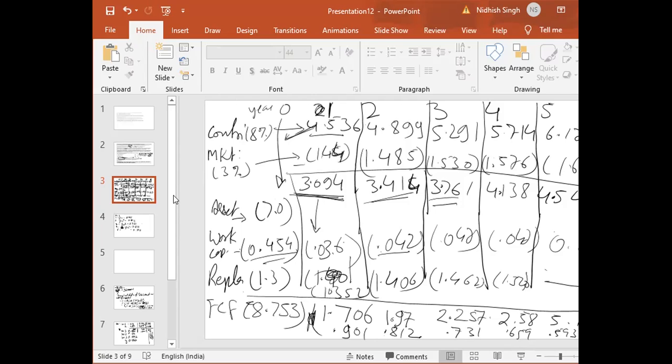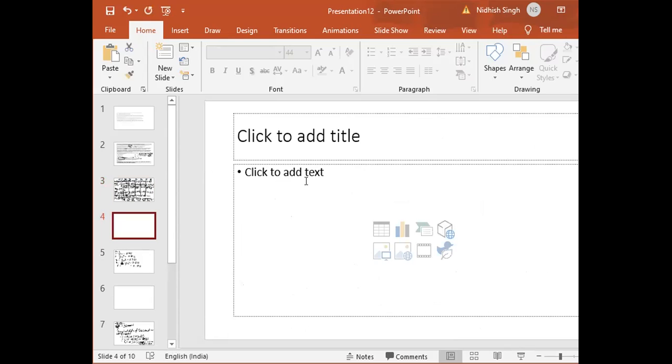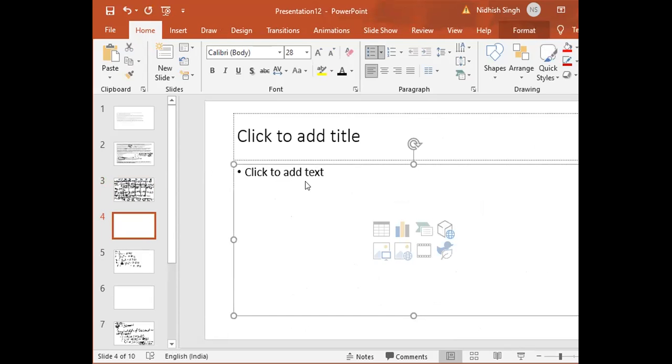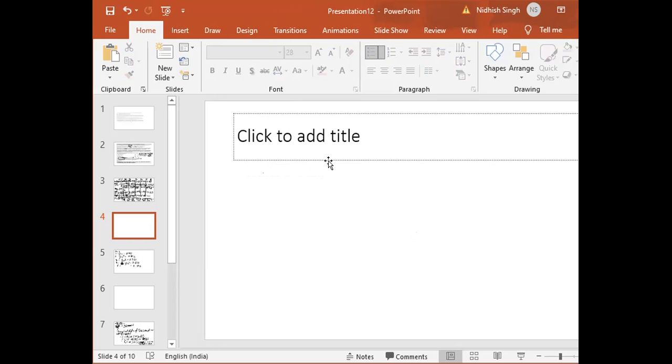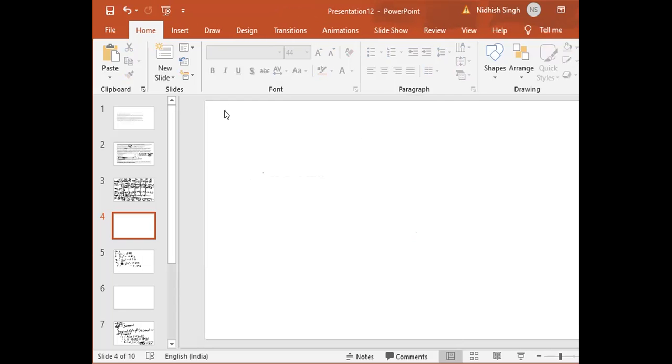So 1.706 multiplied by 0.901, you are getting the present value. Similarly for this and this, and so on and so forth. That means you are going to get the present value of all these numbers. A great deal of calculation is already done. As a result, I'm putting that one by one in my calculator.